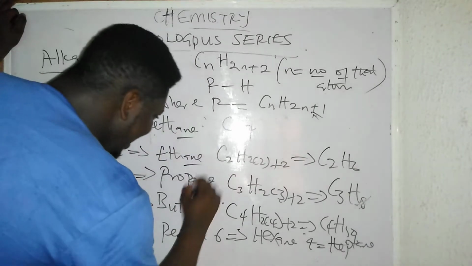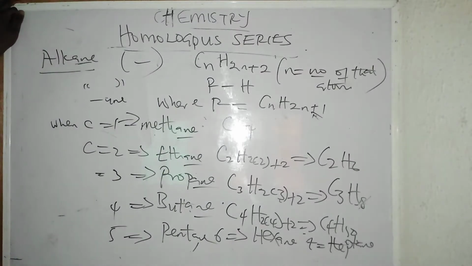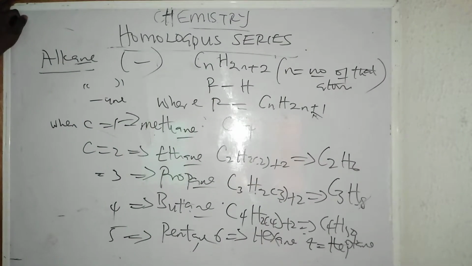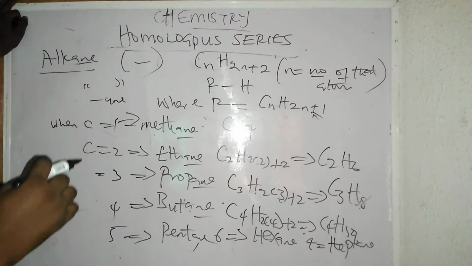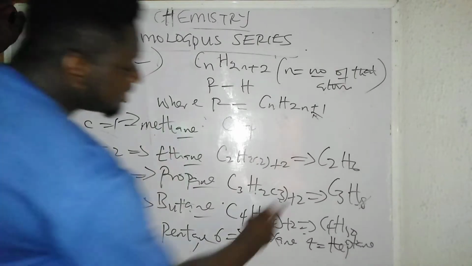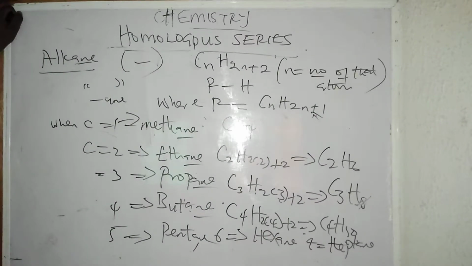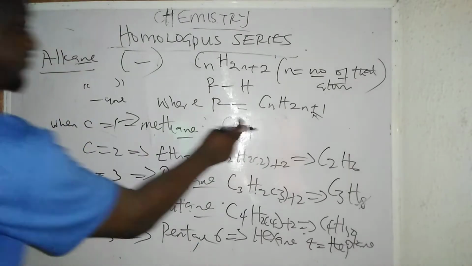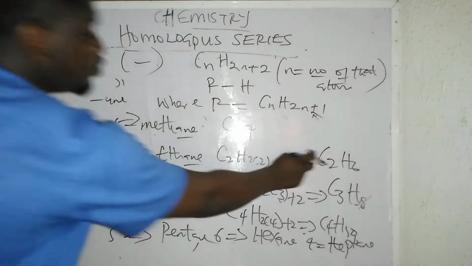We see they have an A-N-E suffix, each of them. Now, that follows a regular structural pattern. All of them are following a pattern because they have a formula, in which each successive member differs by a CH2 group. If we subtract the first member of this family from the second member, the first member is CH4, the second member is C2H6.